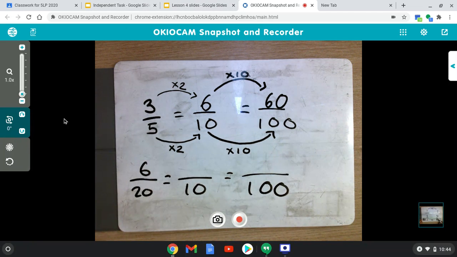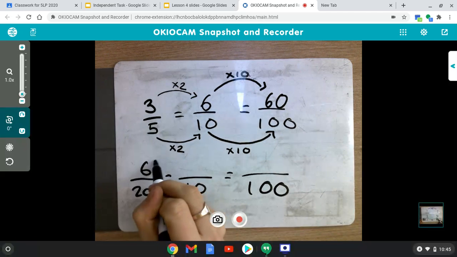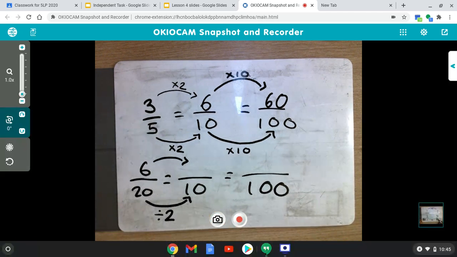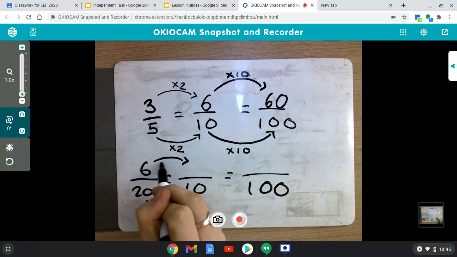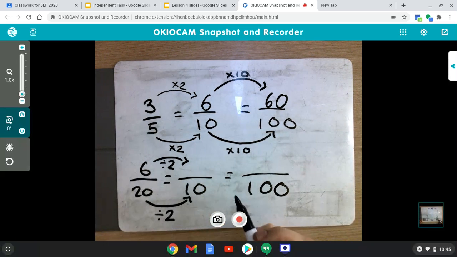Okay, welcome back. So let's have a go. So we are now working with 6/20ths. So what do I have to do to get from 20 to 10? Well done if you identified that this time I'm making it smaller. I have to make it smaller, and I'm making it smaller by a factor of 2. I'm dividing by 2. 20 divided by 2 is 10. Must do that to the top as well. And that's going to be 6 divided by 2 is 3. So 6/20ths is equal to 3 tenths.